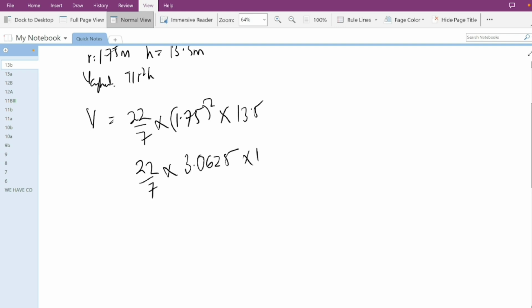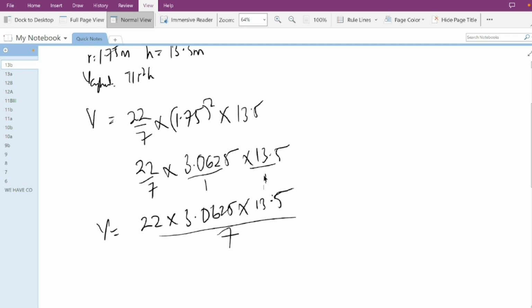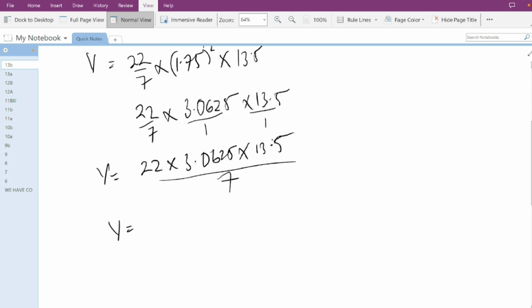3.0625 times 13.5. On the next line, we have V equals 22 times 3.0625 times 13.5 over 7. Because this is over 1 and this is over 1, we multiply the numerators, the numbers on top, then the denominators. 7 times 1 times 1 is 7. Then you can use your calculator to multiply the numerator. That's 22 times 3.0625 times 13.5, which will give you 909.56.